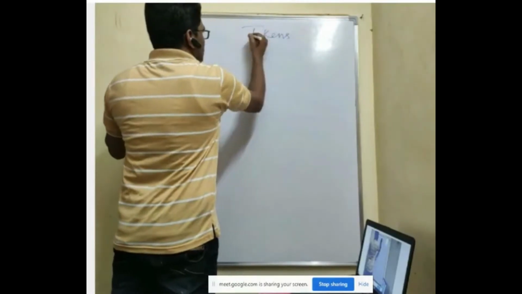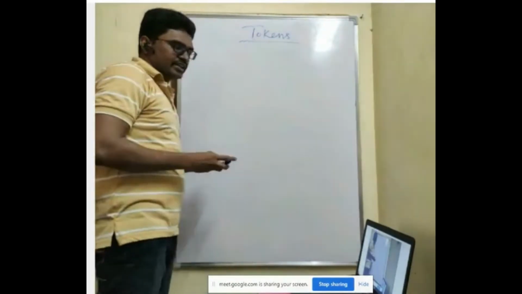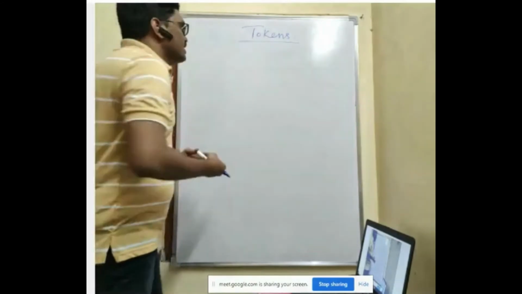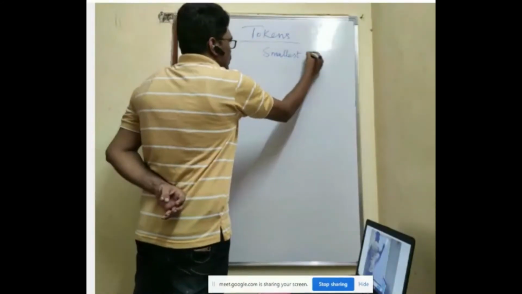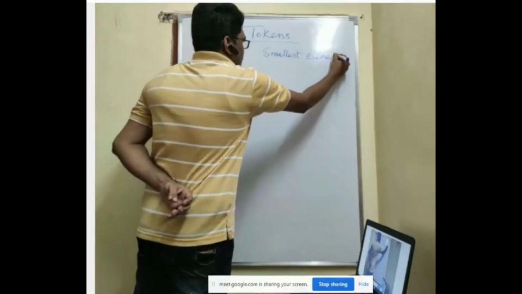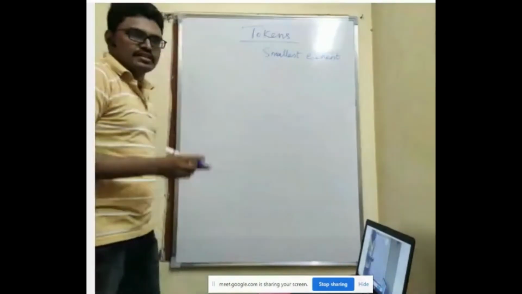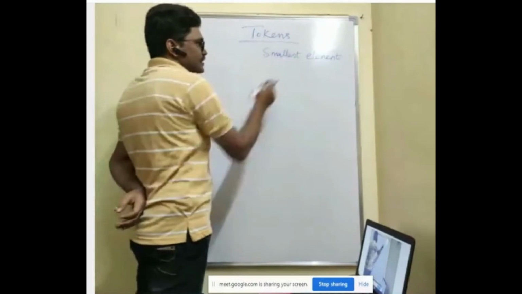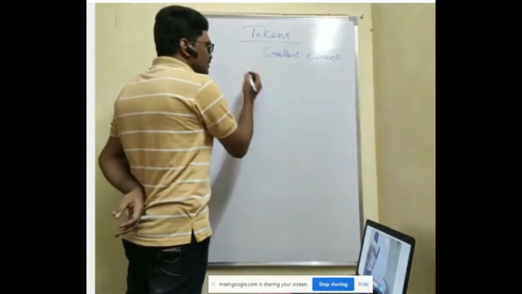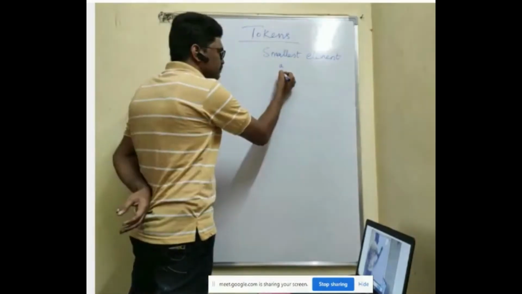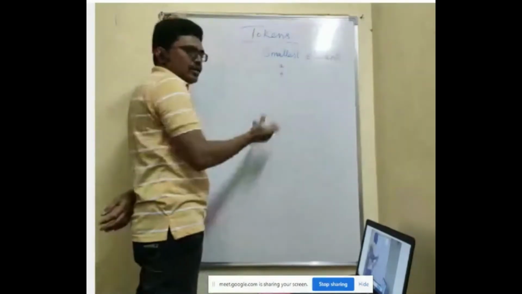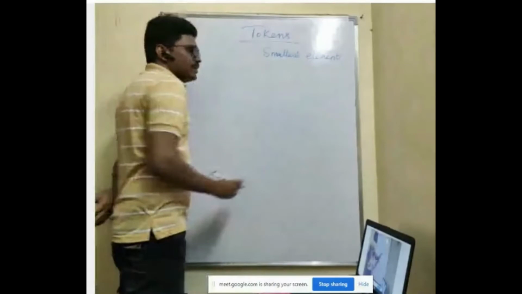Okay, tokens. Nothing much we are going to discuss, only a little bit of it. So token means the smallest element in the program is called a token. For example, I have a variable a, it is a token. I have a symbol plus, it is a token. Every smallest element in the program we'll call a token.